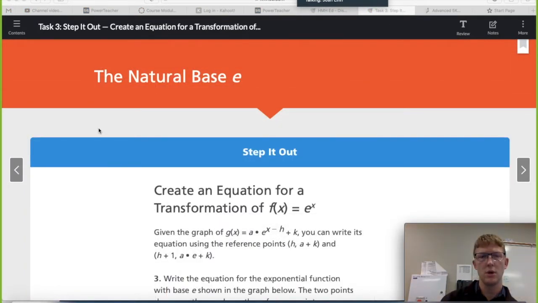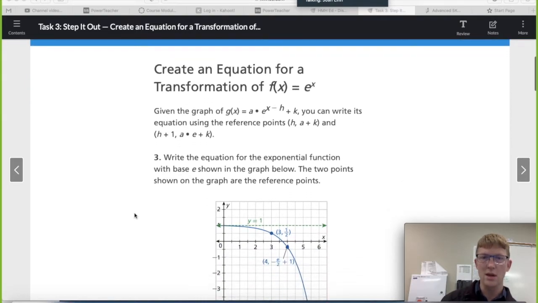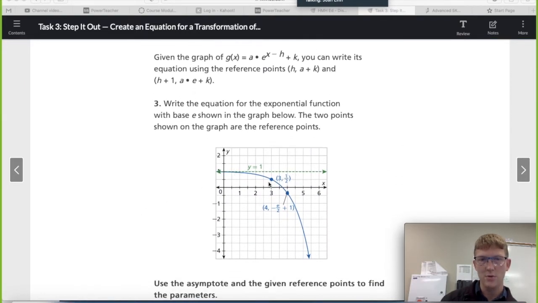We can create an equation for a transformation of f of x equals e to the x. So we've got our parent function, and just like last time, we can use our reference points to make an equation. So we are given this graph, asymptote, and reference point, and we can use this information up here, or these relationships, to then figure out our actual equation.